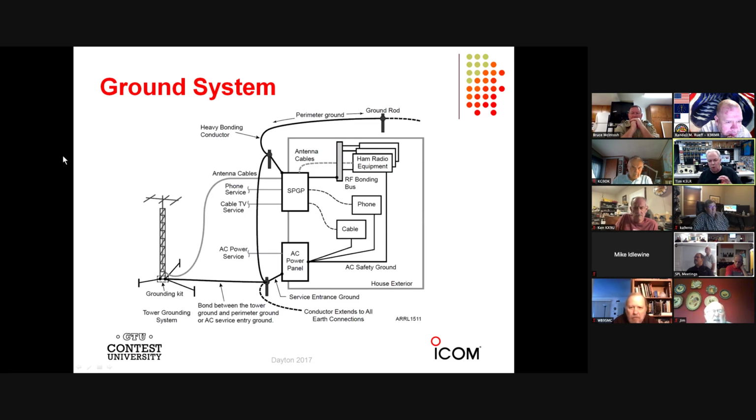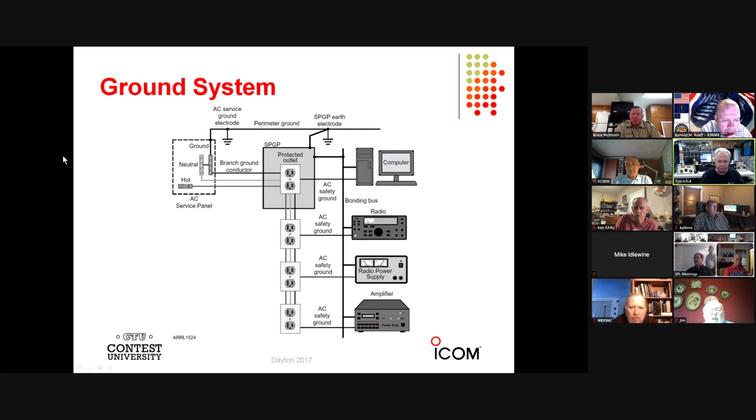Here again, all the ham radio equipment connected to the RF bonding bus. That connects to the single point ground panel, which has all the connections for everything that's going on in the house. Then we go to the AC power panel. All of the ground rods outside are all connected together. Perimeter ground connected to the single point ground panel. You see the AC service ground.